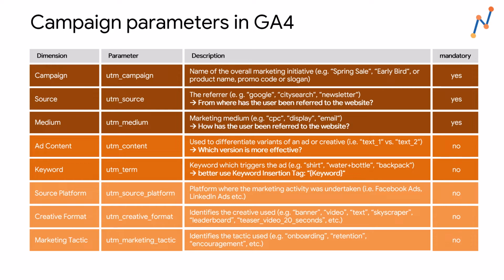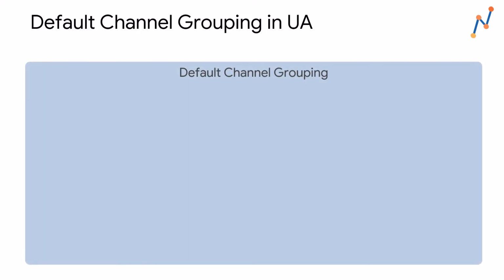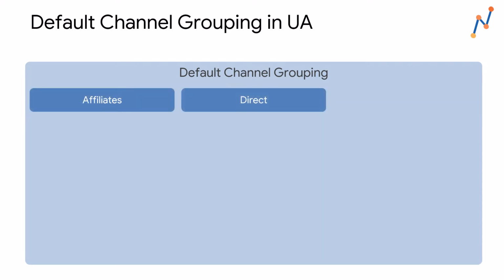After we've been looking at the differences between Universal Analytics and GA4 with regards to campaign link building, now let's have a look at the default channel grouping of both. And we'll start with the default channel grouping of Universal Analytics, which consists of 9 predefined channels. Affiliates, which is the traffic from affiliates. Direct, which is traffic from browser type-ins or links in documents.